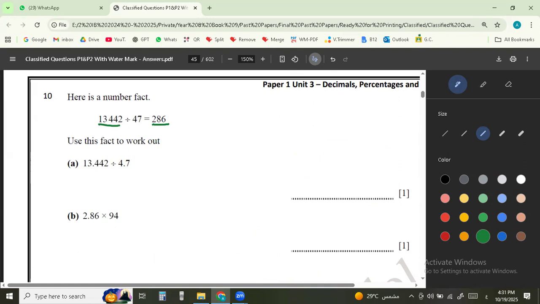Well, can I divide if the divisor is a decimal? No, we learned that we can't. So I'm going to multiply here by 10, here by 10. Multiply both of them by 10. So the new question will be 134.42 divided by 47 equals, I know that all of this divided by 47 is 286. Perfect. But I have two decimal places, so it is 2.86. Okay? 2.86.